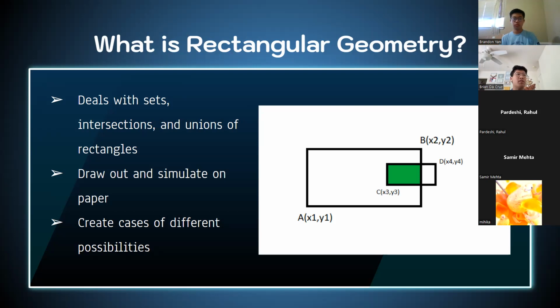That's why I was mentioning sets and unions of rectangles. Here you have another smaller rectangle, C at x3, y3, and D at x4, y4. And essentially, that green area over there represents the intersection. This is the kind of idea of what we're going to be doing in this topic.